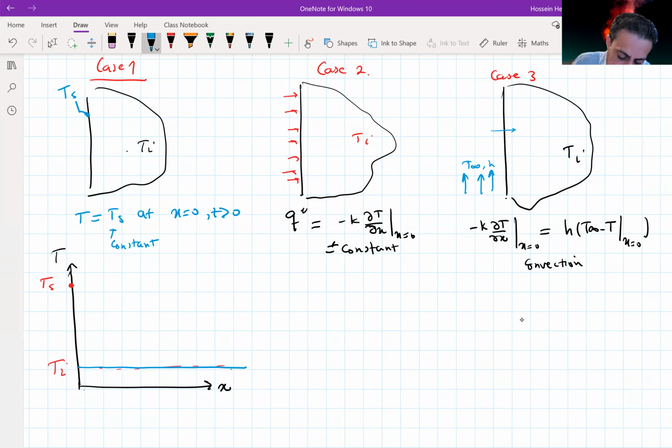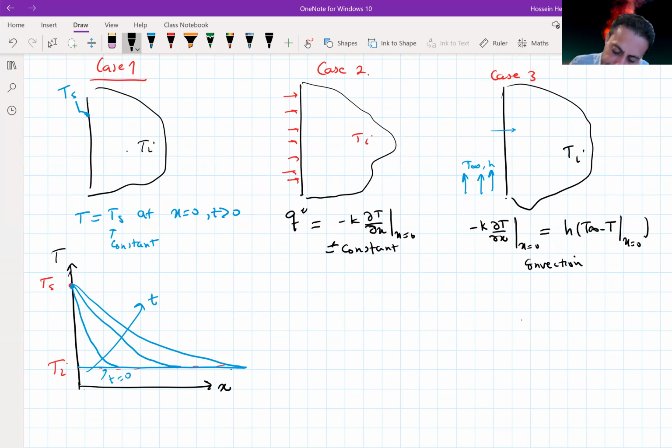Now, the moment that we change the surface temperature to Ts, we have the heat transfer propagating inside the solid and changing the temperature. So at the boundary we have the temperature Ts. So this is increasing T, and this is for t equal to 0.